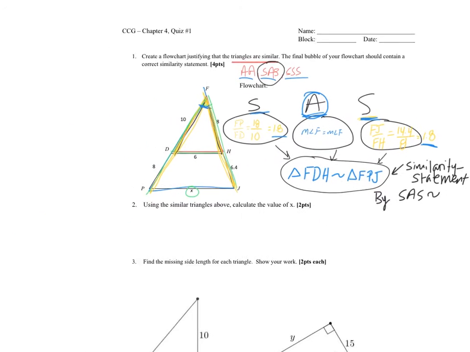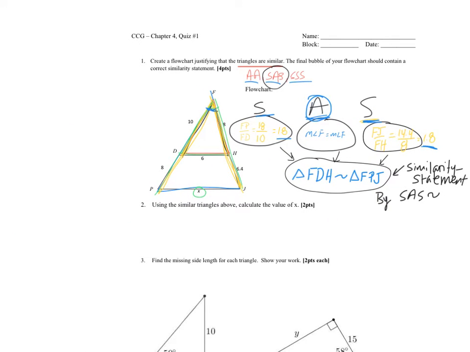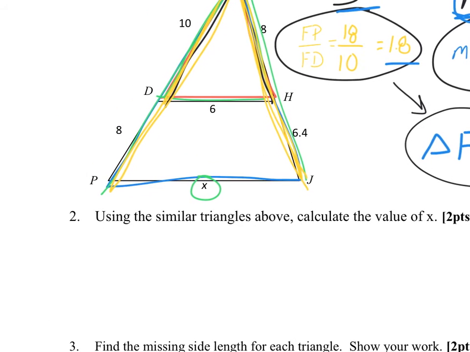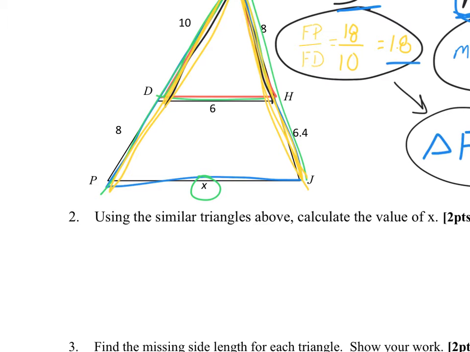Now moving on to the second part, it says using similar triangles above, calculate the value of x. Well, in order to do that, we're going to set up proportions, and proportions is a fancy way of saying fractions. So what I'm going to do is set up a fraction of sides that I have, and then one of those fractions is going to involve x, and one of them is not. I know that the fraction of x over 6, these two sides here correspond to one another.